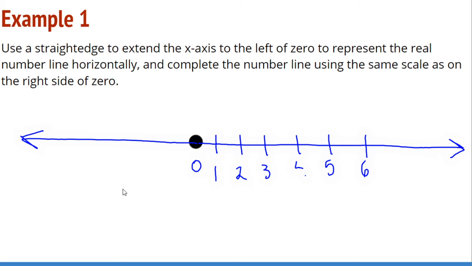I'm now going to do the same on the left, trying to keep the same scale. The scale is how far apart the numbers are and what we're counting by. And it's important we try reasonably to keep our scales the same. All right, so I have my x, which is my horizontal line, running left and right. I have counted by ones on each side. I've got my positive section, I've got my negative section.